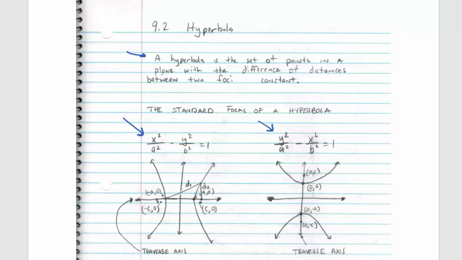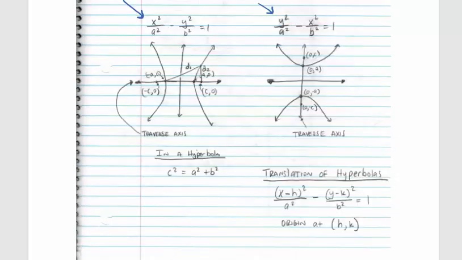Okay, just a couple things to note about the difference between this and the ellipse: it's a subtraction sign here. If this was an addition sign, we'd be graphing an ellipse. And it's the difference of the distances as opposed to the sum of the distances. Okay, so now let's take a look at a couple other details.